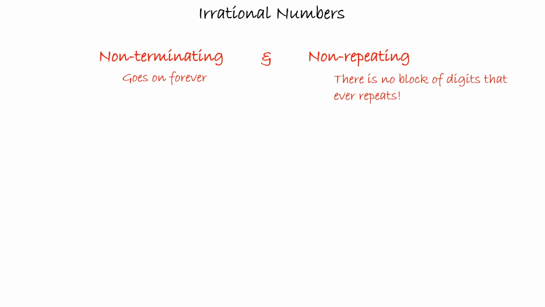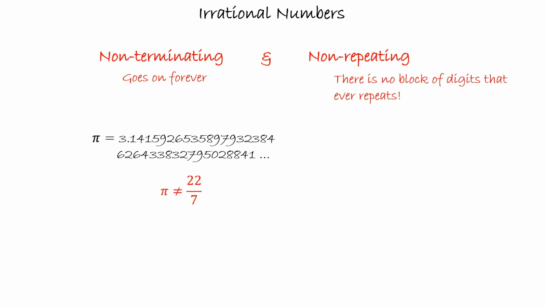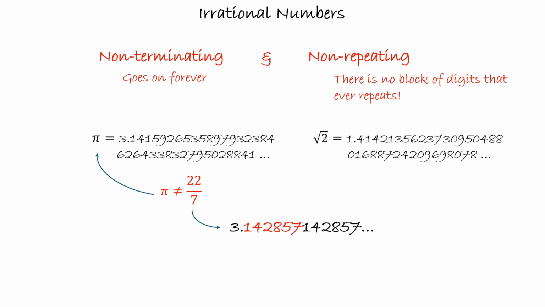Meet the most famous irrational number, pi. Its decimal expansion begins with 3.14159 and continues infinitely without any repeating pattern. Do not confuse pi with 22 by 7. 22 by 7 is a rational number because it has a repeating decimal expansion, but pi is an irrational number. Another example is the square root of any non-perfect square, such as square root of 2. So, if a decimal expansion is non-terminating and non-repeating, the number is irrational.